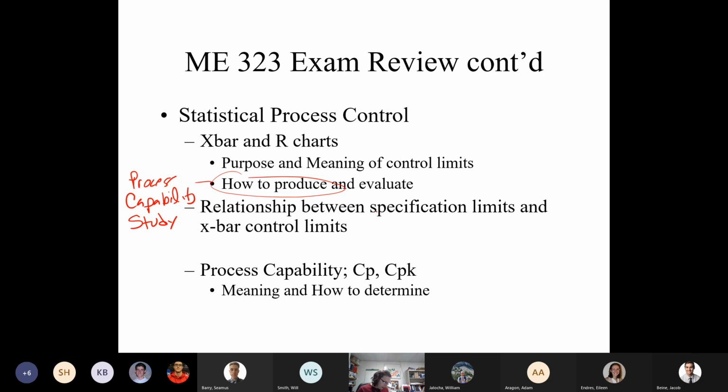And again, where we want the specification limits compared to the control limits, meaning we always want our specification limits to be larger or wider than our control limits. And then our process capability, CP and CPK, we should be aware of the meaning of these. And again, how to determine would be relating the specification to the control limit. So again, this would be more on using these and understanding the meaning behind these.